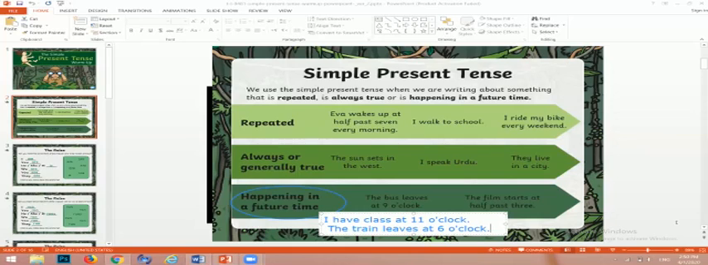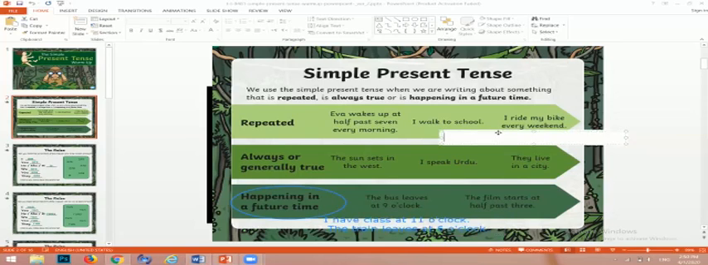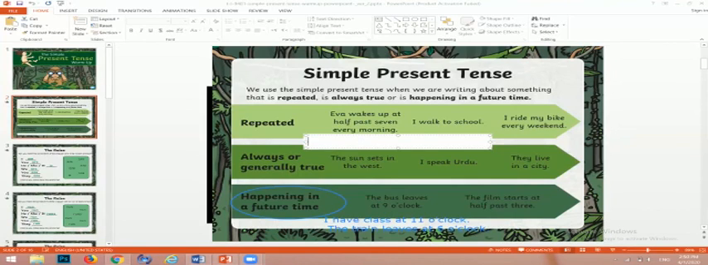So let's say it again. We have three usages here. The first one is a repeated action or habits or routines, that we speak about things and actions that happen regularly, like Eva wakes up at 7:30 every morning.